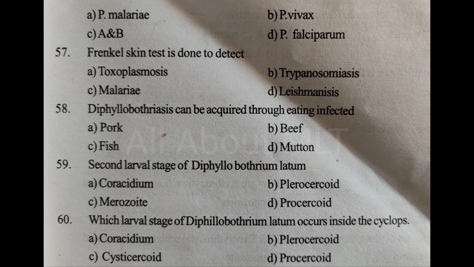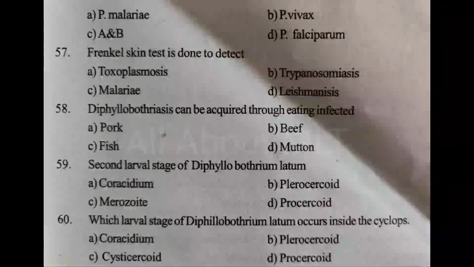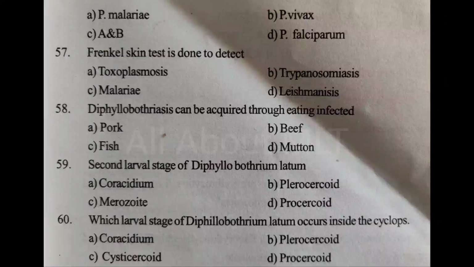Second larval stage of Diphyllobothrium latum. Option A, coracidium. Option B, plerocercoid. Option C, merozoite. Option D, procercoid. Answer is option D, procercoid.